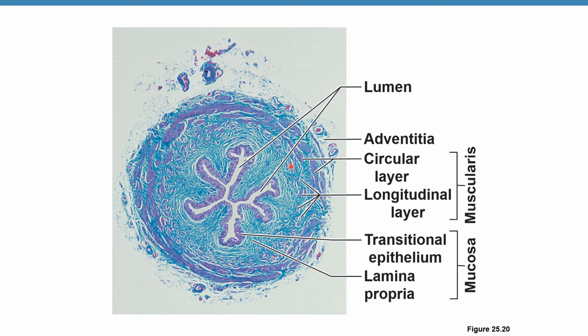On this slide, you see a histological slide of the ureter, and there is a lumen or space inside. Then the wall of the ureter is made from mucosa, submucosa, muscularis, and adventitia. So mucosa is transitional epithelium. Then we have lamina propria, and muscularis includes a longitudinal layer of muscle and a circular layer of muscle, and adventitia is connective tissue covering the external surface of the ureters.